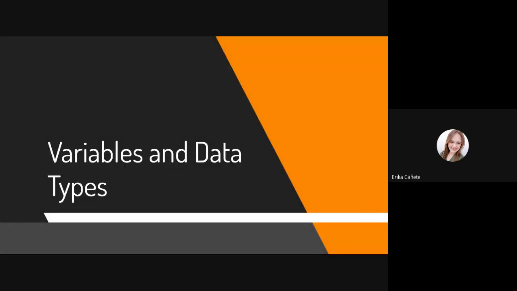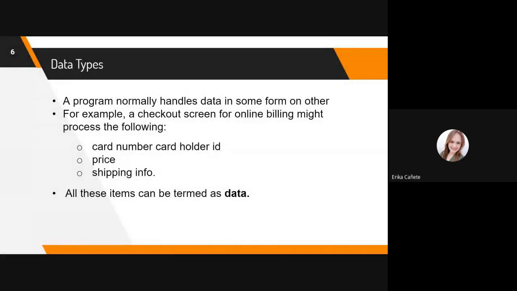The next topic, moving on, is variables and data types. A program normally handles data in some form or another. For example, a checkout screen for online billing might process the following data: the card number, the cardholder ID, the price, and the shipping information. You might be imagining right now the different data that you'll be using for your projects. All these items can be termed as data.